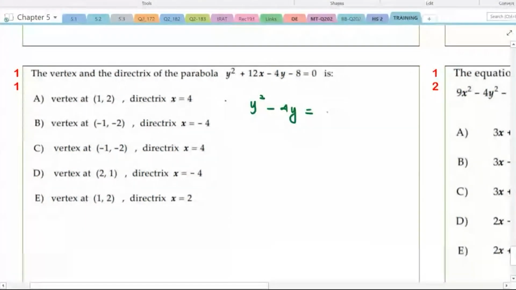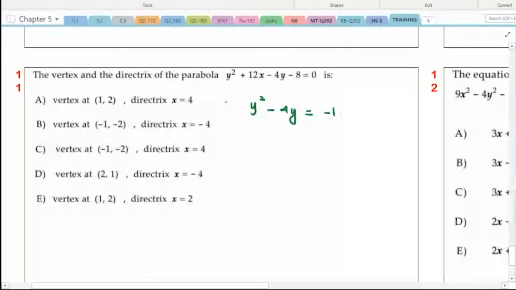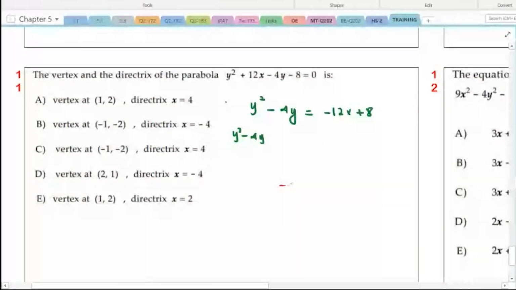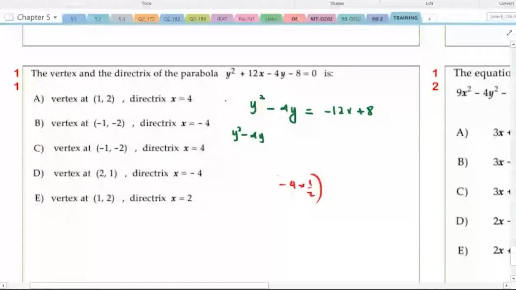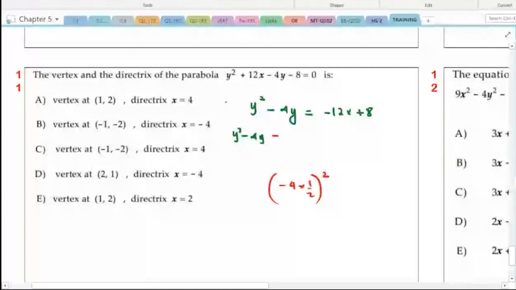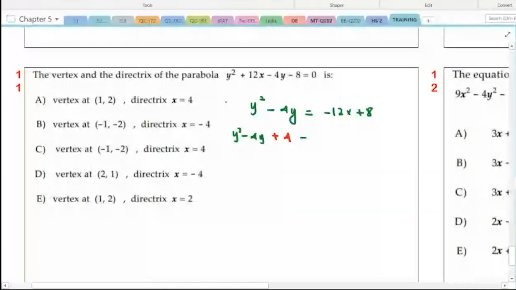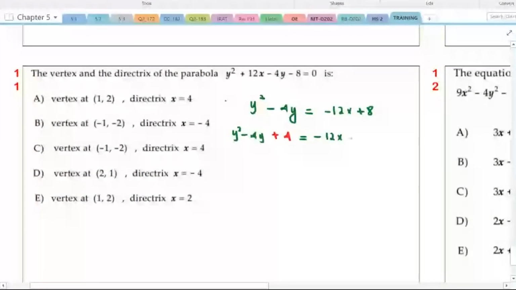So this is going to be equal to minus 12x, and this is going to be plus 8. Now let's do completing the square in y. So we have y squared minus 4y, and then what do we add? We are going to say minus 4 multiplied by half and squared, and that is going to give us 4. So we also add on the other side. This will be equal to minus 12x plus 8, and also on this side we are going to add 4.